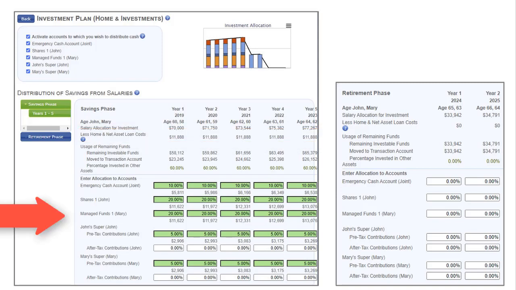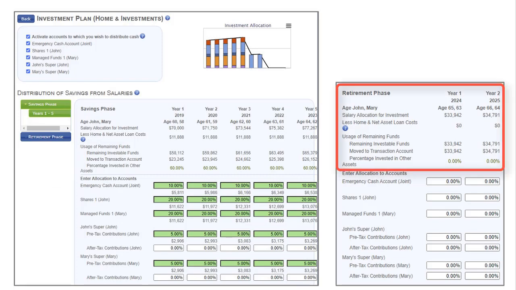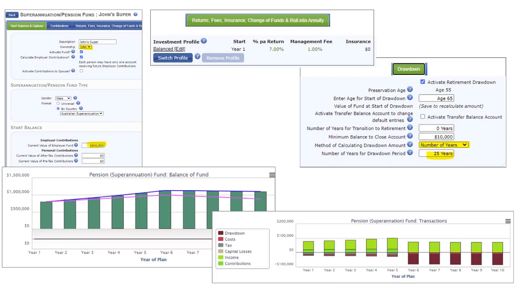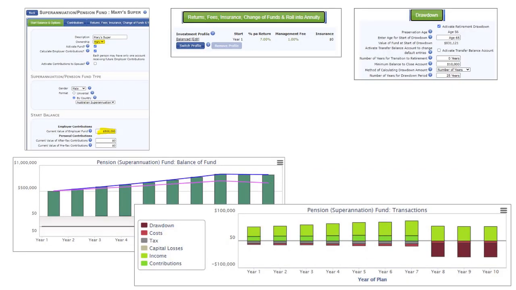The balance of the funds will be allocated for the first 5 years according to percentage. Any funds not allocated are paid to the transaction account together with the cost of loans. In the first 2 years of the retirement plan, Mary continues to work, but all the funds have been allocated to the transaction account. John's superannuation will remain as a balanced fund which will be drawn down over 25 years from age 65. Mary's superannuation is also a balanced fund and her drawdown will commence when she reaches age 65, which is year 3 of the retirement phase.